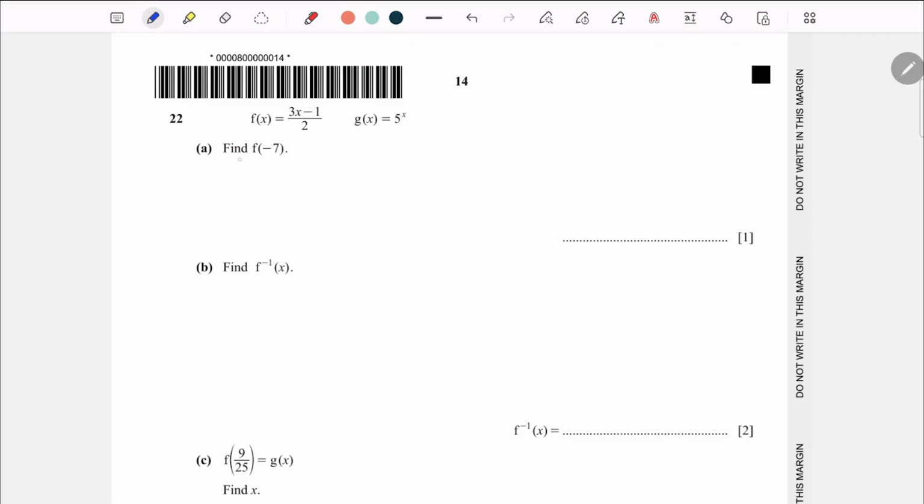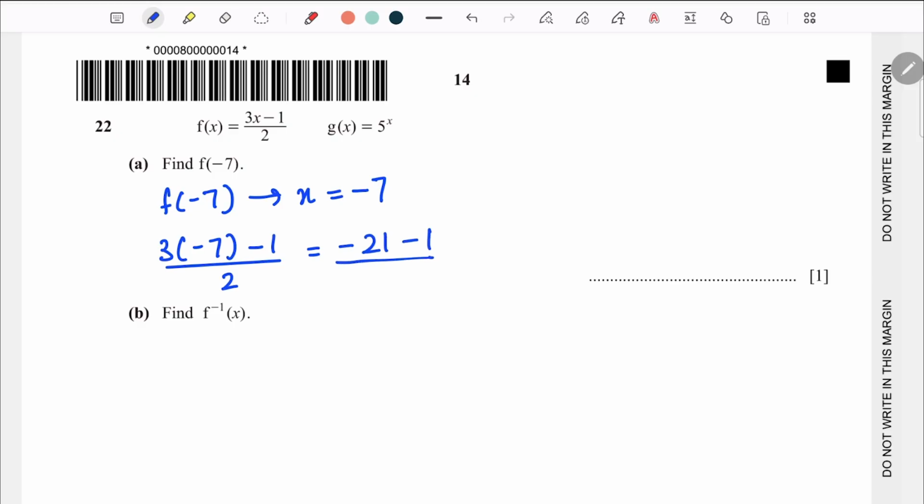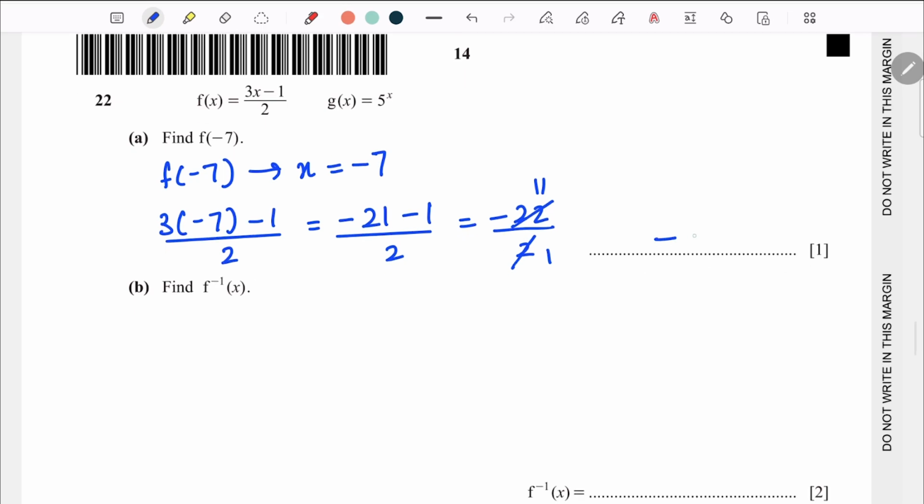Question 22a, find f of minus 7. This is the equation of f(x) that is given to us. So f of minus 7 means that x will be equal to minus 7. So I'll substitute all of x by this value, that is minus 7. Three into 7 is 21. Minus 21 minus 1 will be minus 22 divided by 2. 2 into 1 is 2 and 2 into 11 is 22. So the final answer will be negative 11.